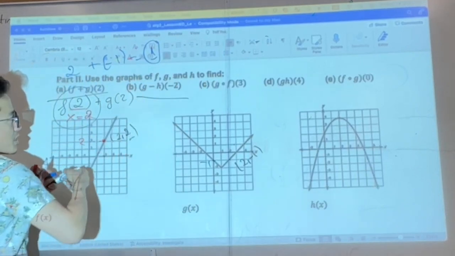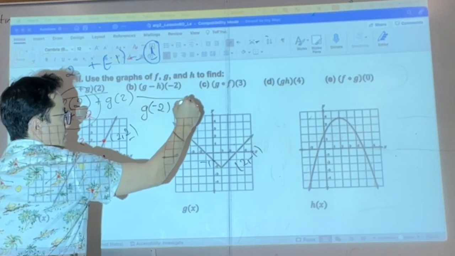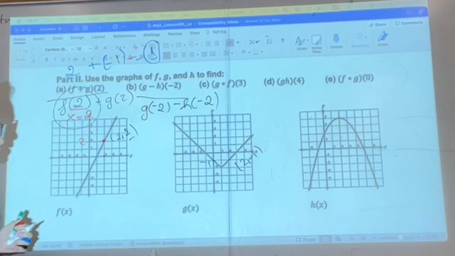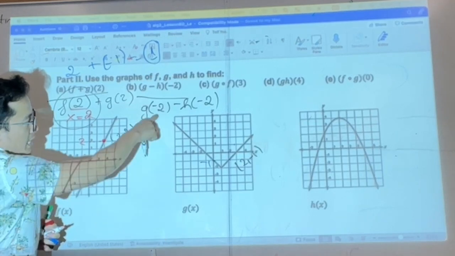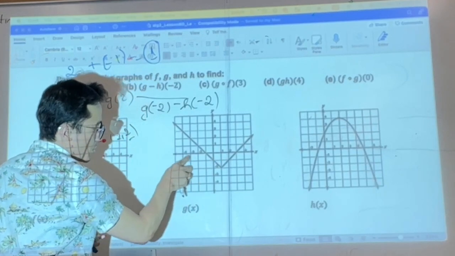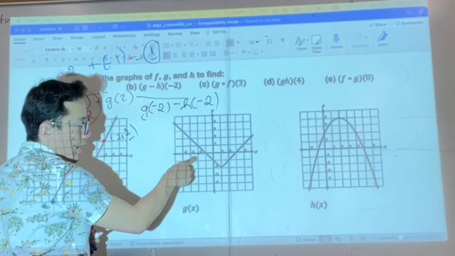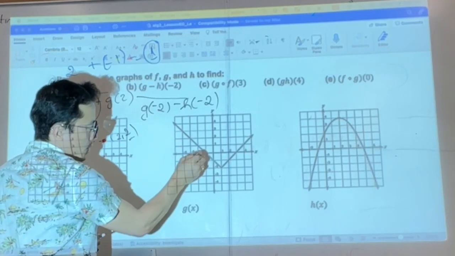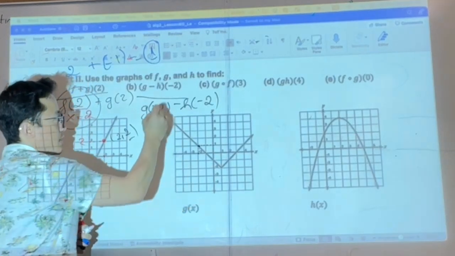G minus H. So that means I want to find G at -2 minus H at -2. Okay? I look at the G at -2. Where's -2? -2 is right here. G of -2 is right here, right? So I want to find what the y is for -2. Right here. What is the y? 1. So this is 1.